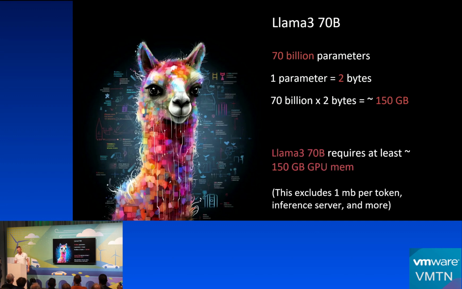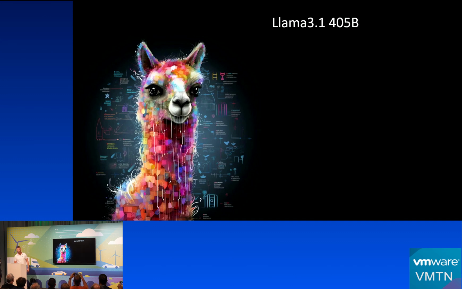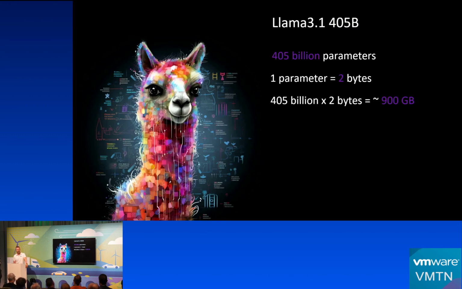That's a challenge. And now, there's a Llama 3.1 405B model, which has 405 billion parameters, which requires roughly 900 gigs of frame buffer. Yeah, you're not going to put that on a single H100.